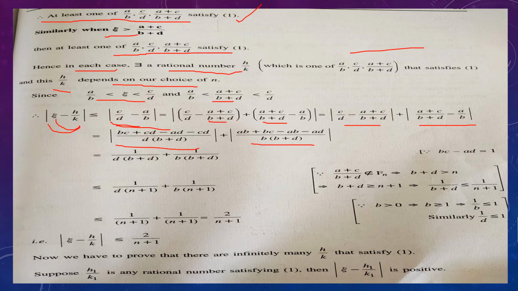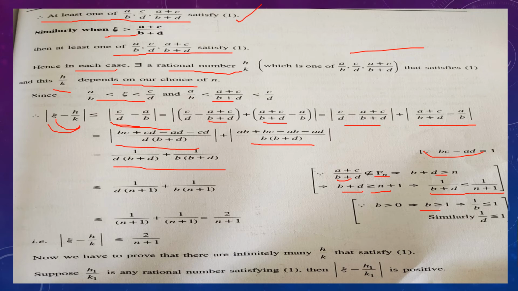write like this, and we know that these are the consecutive Farey fractions. So BC minus AD is equal to 1, we get here. Now (A plus C) over (B plus D) does not belong to the Farey class. Since A upon B, C upon D are consecutive, this denominator must be greater than n. So it means B plus D is greater than or equal to n plus 1. So its reciprocal will be less than or equal to 1 over n plus 1. Similarly, B is greater than or equal to 1, so 1 by B is less than or equal to 1.